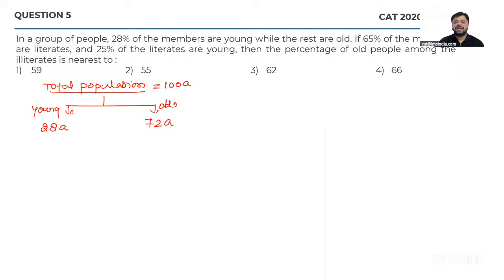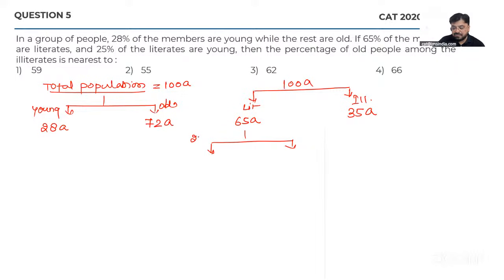If 65% of the members are literate, so out of these 100A, some are literate and some are illiterate. The literate people are 65%, which is 65A, and the number of illiterate people will be 35A. The remaining will be illiterate. And 25% of the literates are young.